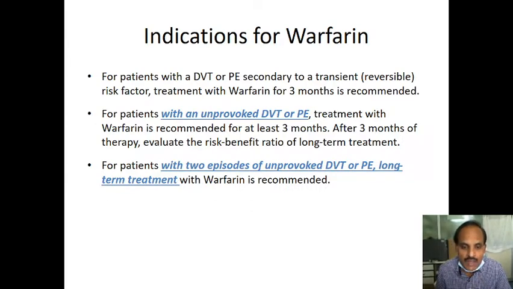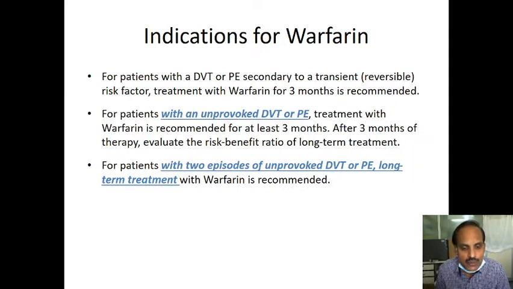If someone has a reversible cause, someone who is admitted in the hospital for surgery of a tibia that has been fractured in a trauma, he will not be forever in that condition, he will finally recover. So it is a reversible cause. So for 3 months continuously, warfarin is recommended in those individuals.